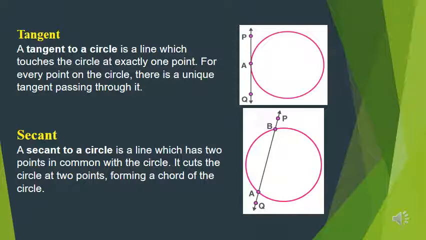Students, look at the figure. This is the example of tangent as well as secant. When a line touches a circle at one common point, it is called a tangent to the circle, and when the line touches the circle at two points, it is called a secant to the circle.